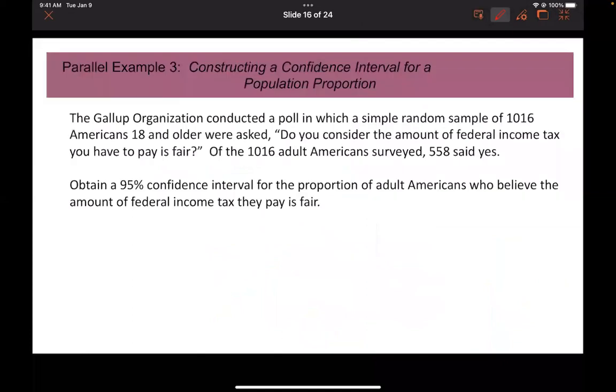All right. So we're going to do this one together. We're going to map this out and write it down together. So the Gallup organization conducted a poll in which a simple random sample of 1,016 Americans 18 and older were asked, do you consider the amount of federal income tax you have to pay is fair? Out of 1,016 adults, 558 said yes. We want a 95% confidence interval for the proportion of Americans who believe that the amount of federal tax they pay is fair. I think everyone in here can get a p-hat, right? We all can do that.